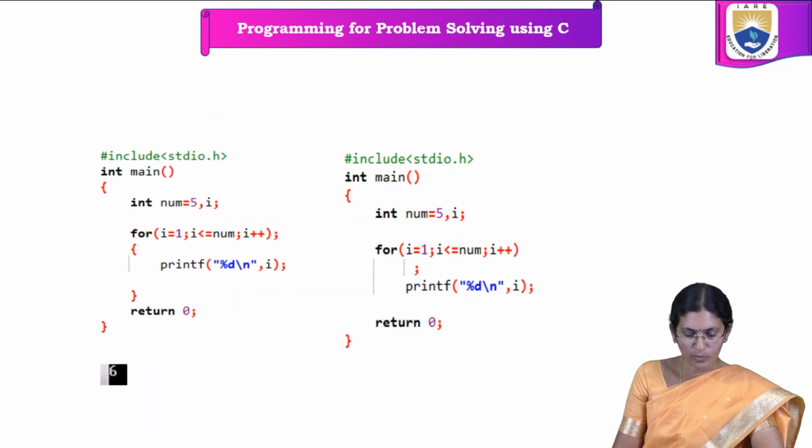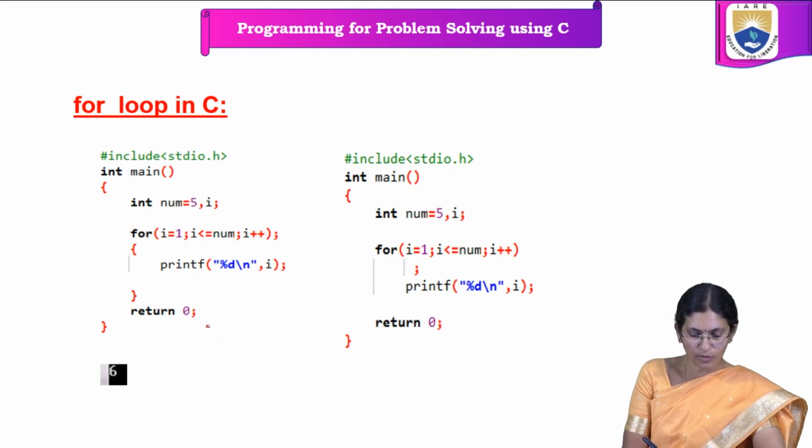So let us see one more program using the for loop. Here you can see that we have made a small modification to the above program. We have inserted a semicolon here. With the semicolon, this program is equivalent to this one.